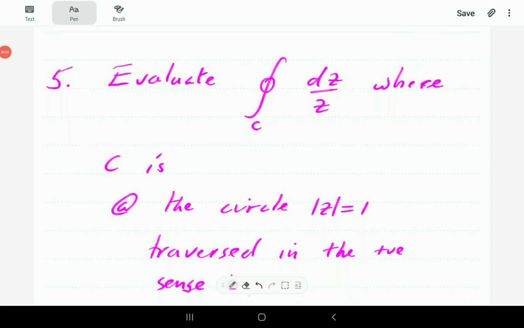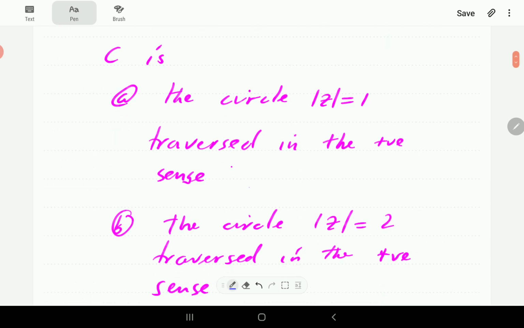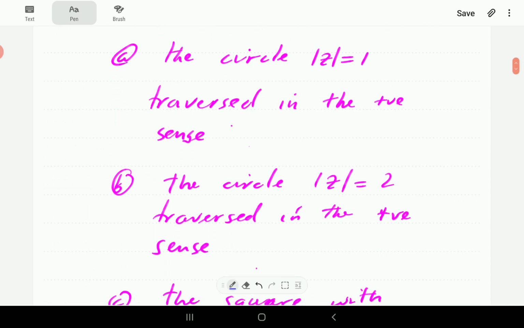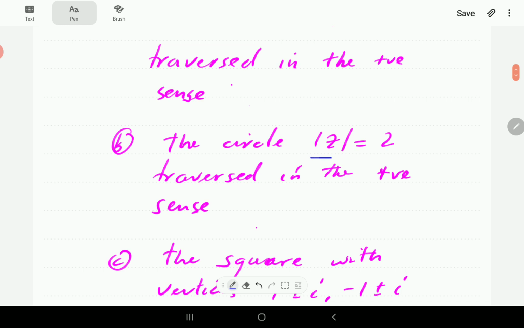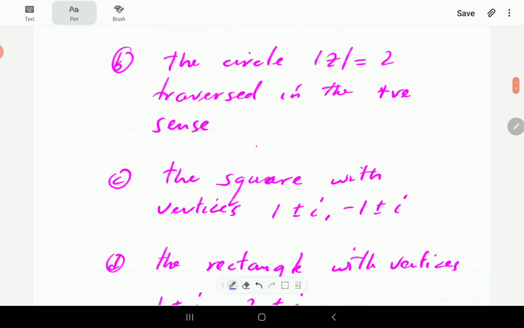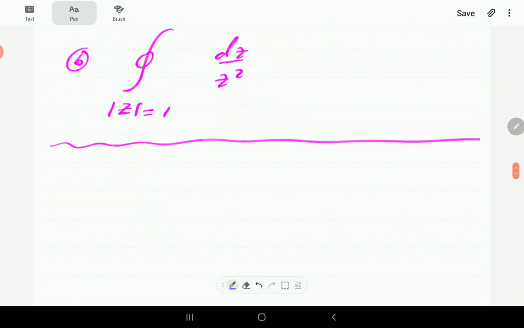Right, in this video we're going to continue with our examples. So in number 5A, we want to find the integral of dz on z, where C is the circle mod z equals 1 traversed in the positive sense. We're going to give you an opportunity to do B, with the circle mod z equals 2, and then we're going to do C, and then we're going to give you an opportunity to do D again.